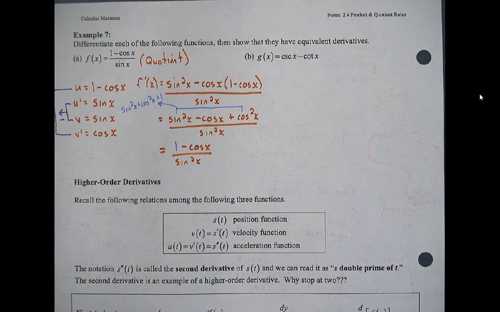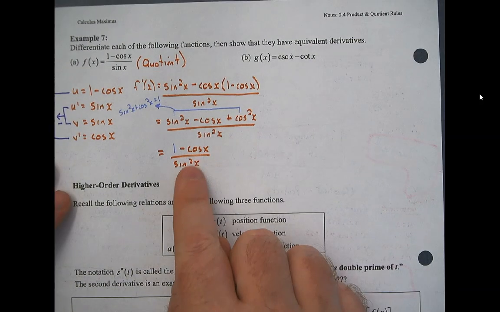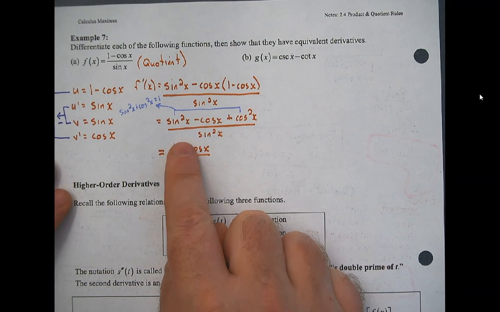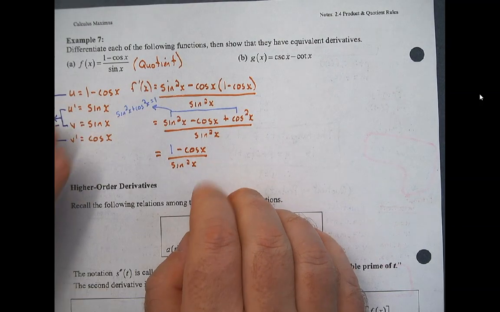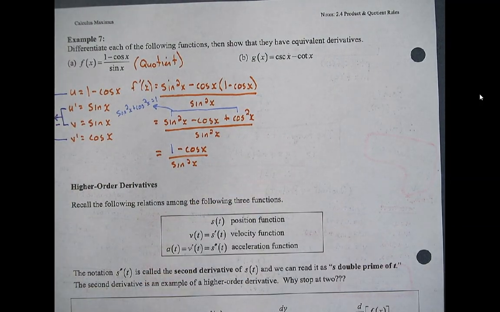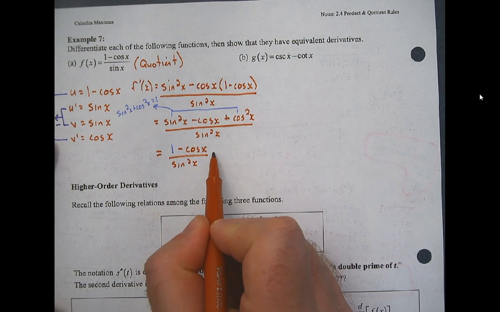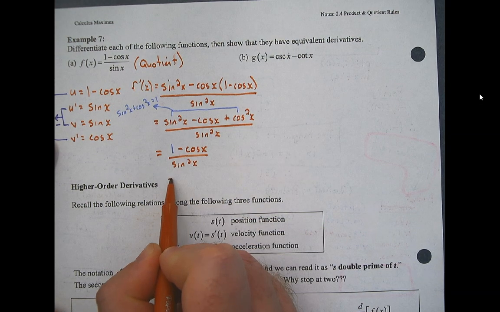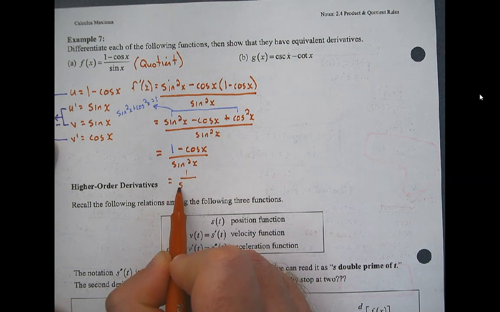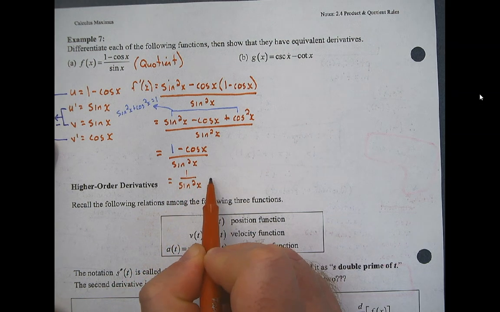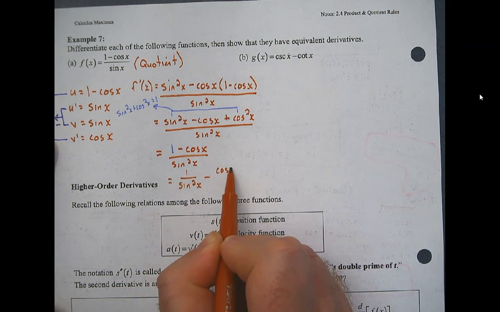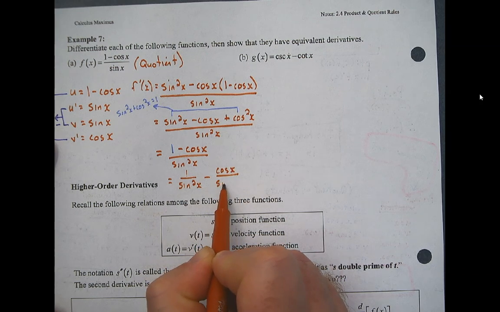And I would expect you to clean this up a little bit more. We can make this look a little bit fancier. So what I can do here is, we've talked about this already. What do we do with a fraction that's one fraction and we want to make it into two fractions? I can take this and I can split it up. I can split this into 1 over sine squared minus cosine over sine squared.